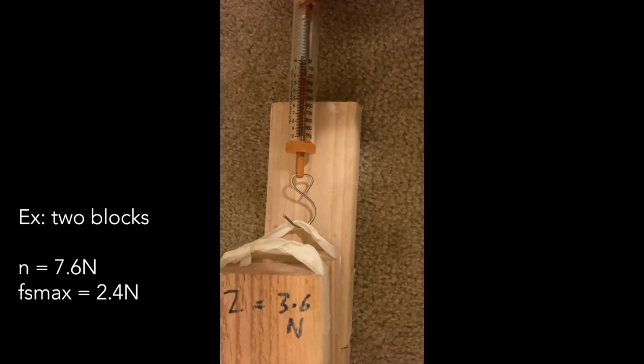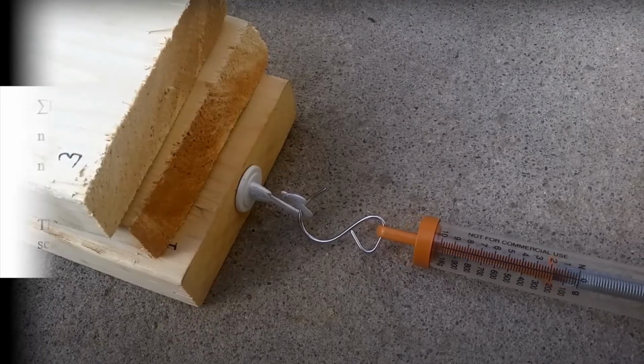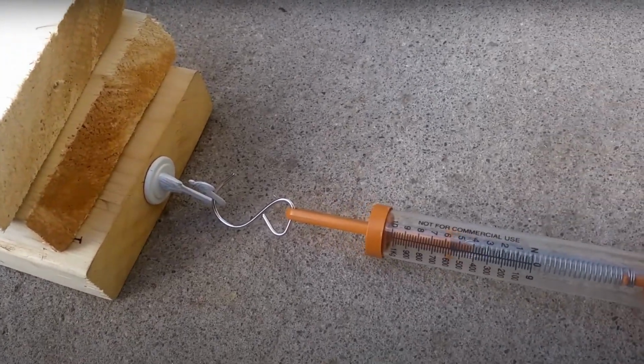The normal force was equal to the weight of the total system. As seen in the formula, normal force is equal to the magnitude of weight. By adding more blocks, we increased the weight. For the second experiment, the same procedure was followed with a concrete surface.